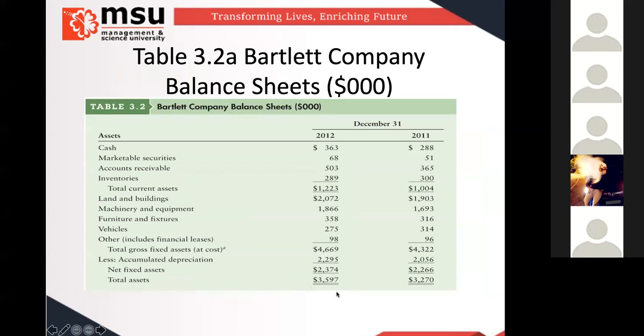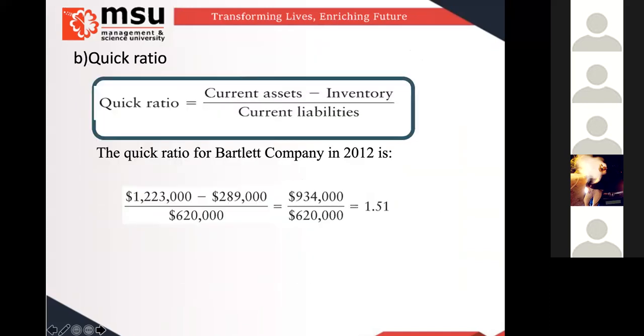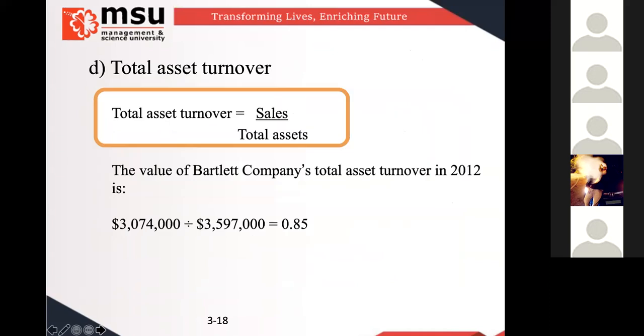So it's here. Total asset is a combination of current asset and also non-current asset. All the assets. Okay. Fixed asset plus current asset, then you will get total asset. Okay, what is the significance of total asset turnover? So total asset turnover will inform us the ability of this asset, the effectiveness of the asset in generating sales.